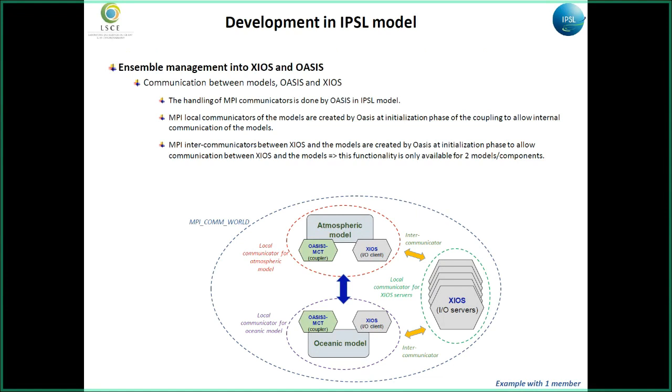And that means also the MPI intercommunicator between XIOS and the model is created by OASIS at the initialization phase to allow communication between XIOS and the model. But this functionality is only available for two models.